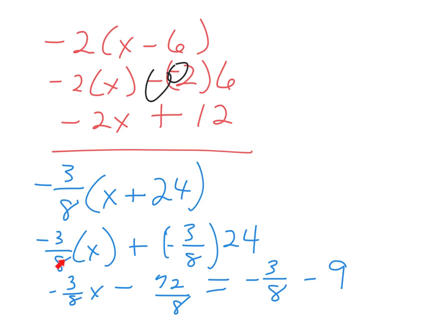Down here we have negative 3/8 times x plus 24. Negative 3 over 8 times x plus negative 3 over 8 times 24. That works out to be negative 3/8 times x minus 72 over 8, which equals negative 3/8 x minus 9. If you're not sure how I got any of these numbers, you need to ask me to make sure that you understand.